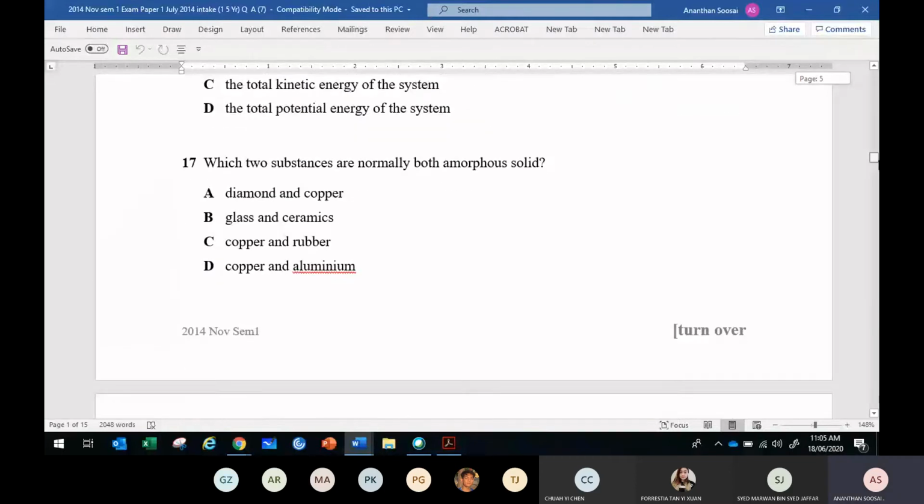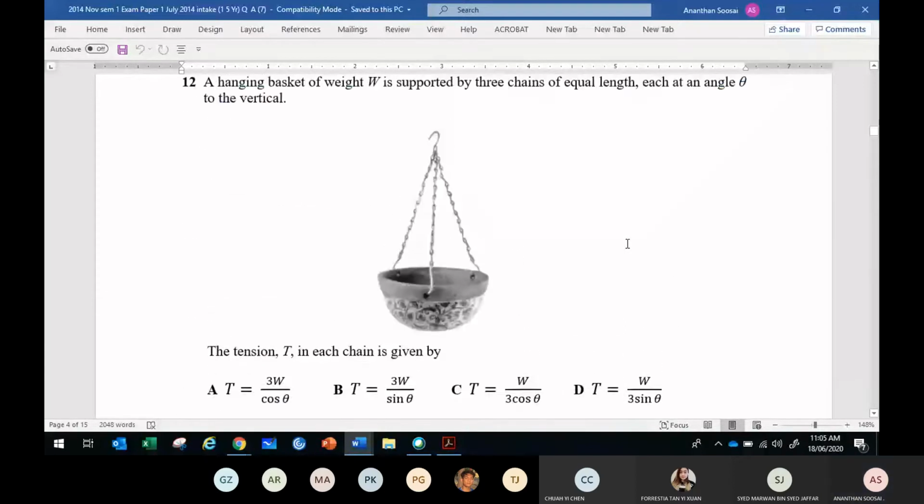Oh, okay. This is out of syllabus. Sorry, it's already been removed from the syllabus. The amorphous solid. Okay, we skip this. Any other question? This is not in your syllabus anymore. Number 9? Okay, good.